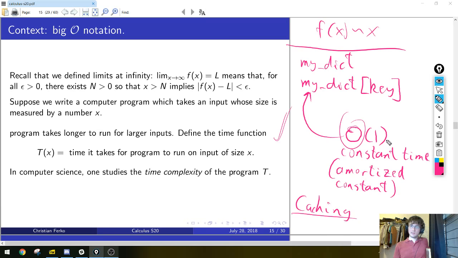I have to tell you what this big O means. This doesn't actually mean it's the same number for every lookup. It just means this is upper bounded in a particular sense by a constant. So it's not the same for every lookup, it's just that it doesn't grow linearly with the length of the list.